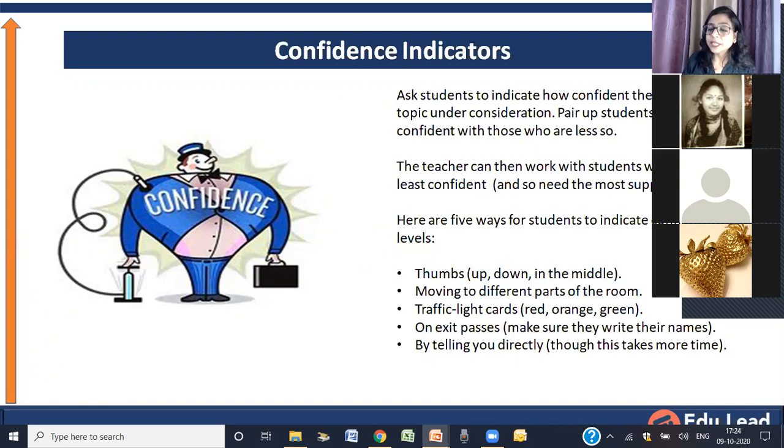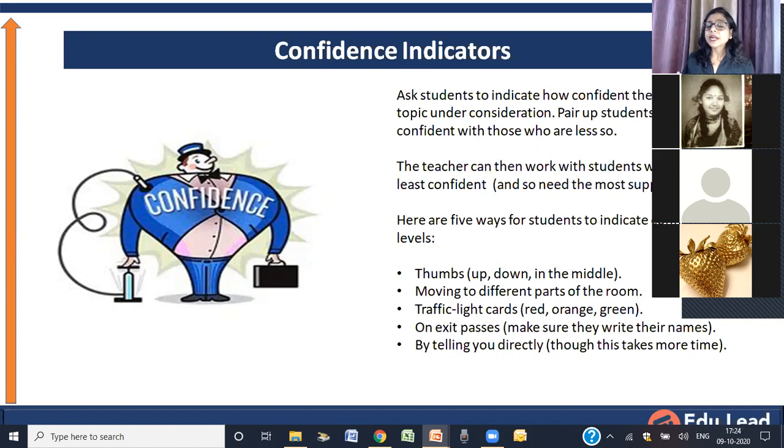Now, what are the various ways by which you can do this? You can say that, okay, if you feel very confident about the topic, raise a thumbs up. If you're not at all confident, put a thumbs down. Or if you're somewhere in between, you can put your thumb in the middle, right? That way, let all of them choose whatever they would want to choose.